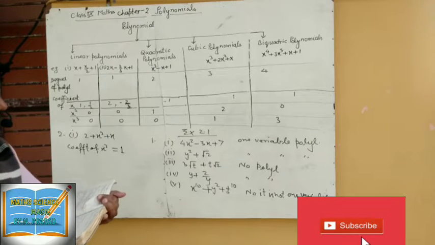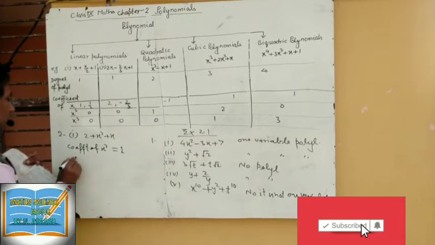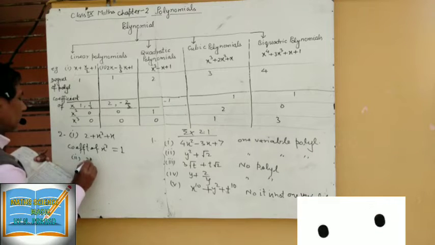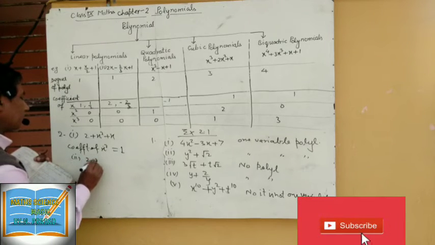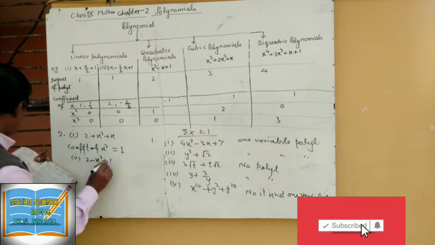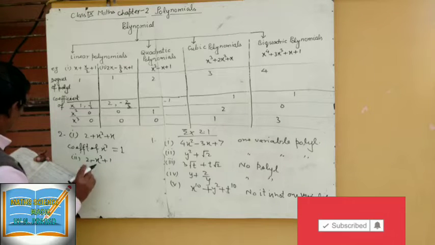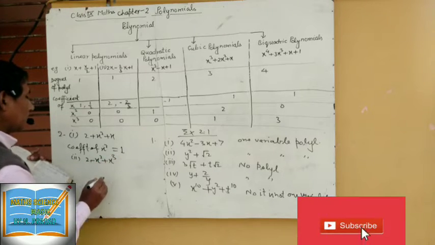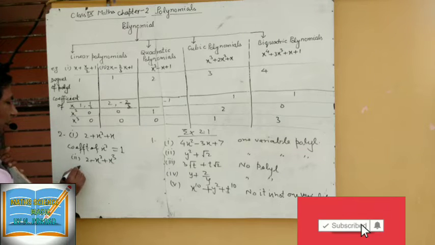And in the second one, here is given 2 minus x square plus x cube. 2 minus x square plus x cube is given. Then the coefficient of x square.